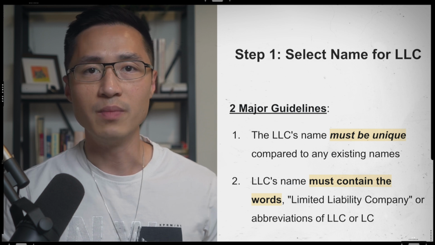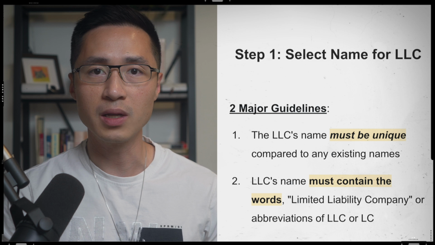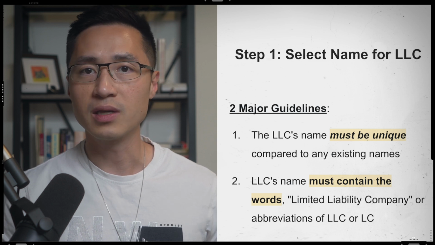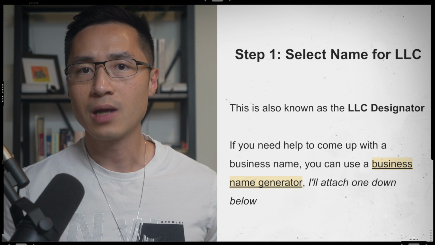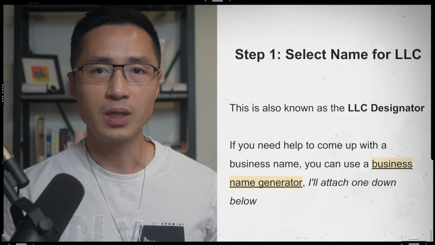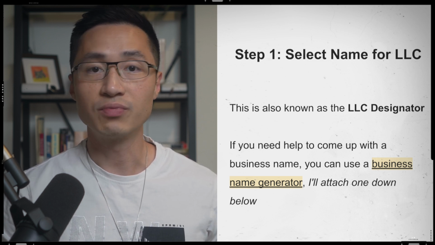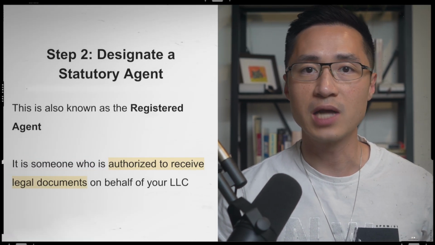The second requirement is that the LLC's name must contain the words Limited Liability Company or the abbreviations of LLC or LC. This is also known as the LLC designator. If you need help to come up with a business name, you can use a business name generator. I will list one down below. You can simply enter the terms that's relevant to your business and it will populate potential business names that you can use.